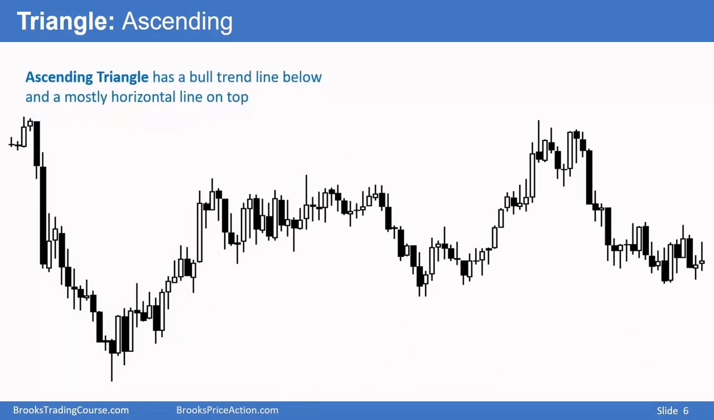An ascending triangle is a horizontal trading range where the top is relatively flat, but there's a bull trend line along the bottom, a line that goes up a little bit. Reversal down, reversal down, reversal down, 3 pushes down, reversal up, reversal up, reversal up. Initially, I would draw the line using this, and it would be still a bull channel.